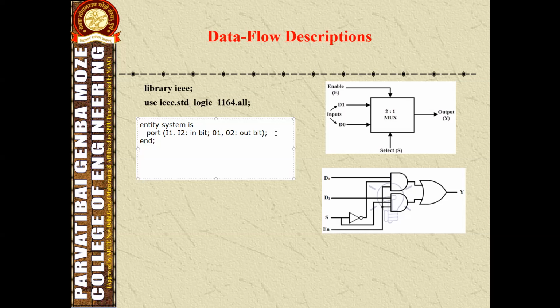Then begin the architecture. We should give the name of the architecture. I am giving here DF of system. For what entity are we going to construct the architecture? The entity name is system, which has two input and two output ports. For that entity, we are going to construct the architecture by using the data flow description method.